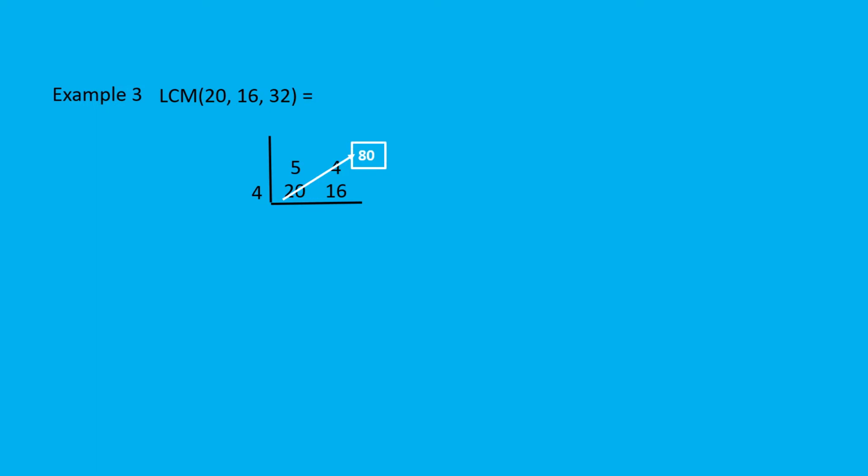So now we take this LCM with the third number. So we take 80 with 32. What number goes into 80, 32 both? Well, 8 goes in, 10 and 4, but 2 goes into 10 and 4, 5 and 2. So now we're done. So the LCM of all three is going to be 5 times 32 or 2 times 80. Which is easier? Probably 2 times 80. So 160 is your LCM of 20, 16, and 32.